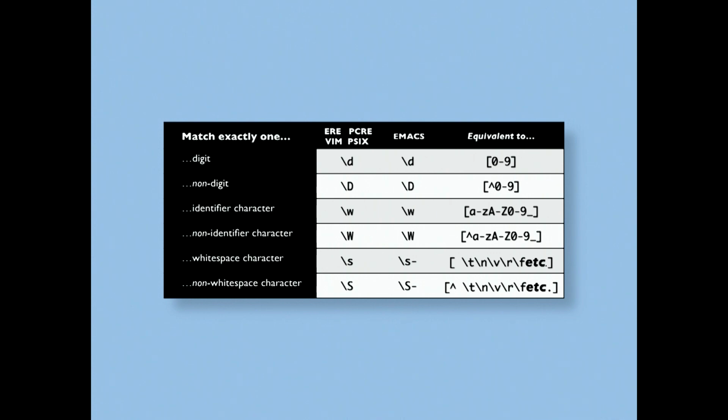And in addition to those, we also have capitalized versions of them. And in all the dialects, the capitalized version of any of these is the opposite. So \D is anything that is not a digit. \W is anything that is not an identifier character, and \S is anything that is not a space character. And generally speaking, of those capitalized ones, the \S is going to be by far the most useful to you. Because sometimes all you need to do is say, I want to match everything up to the first space character, and that's literally just \S*. We'll see what the star means a little bit later.